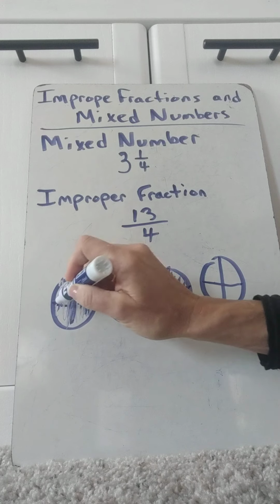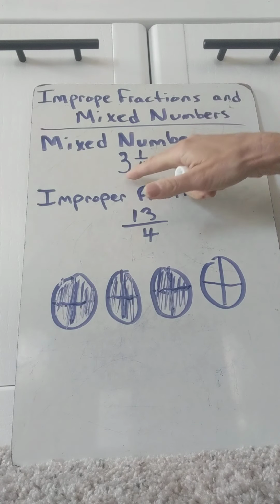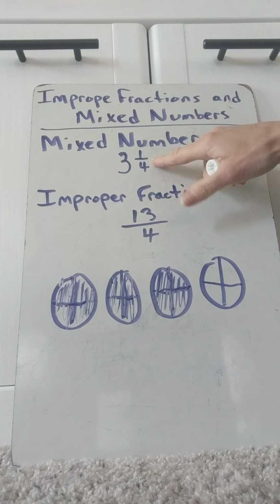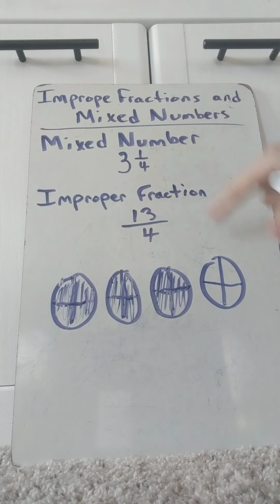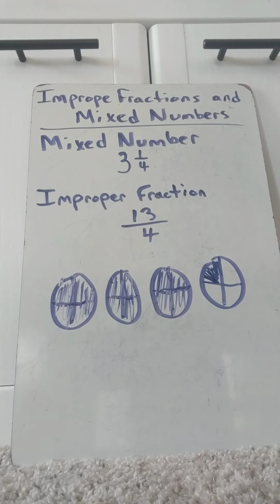Okay? But I just shaded in 3 wholes, 3 whole circles. Now I have to do my fraction part. I have 1/4. I have to shade in 1 out of the 4. So I'm just going to shade in 1 part out of the 4. And that's how you would draw this out visually.